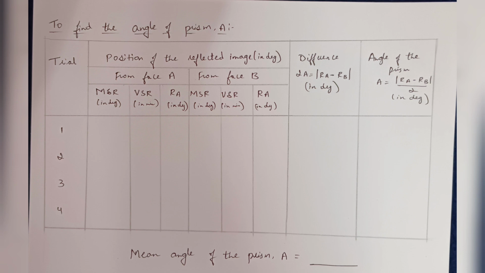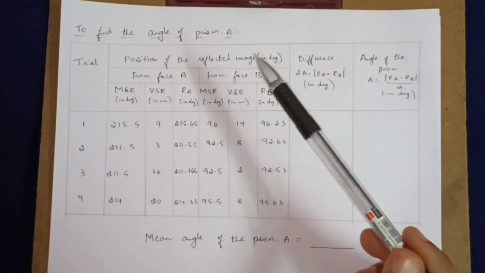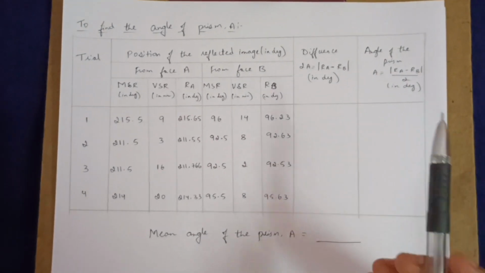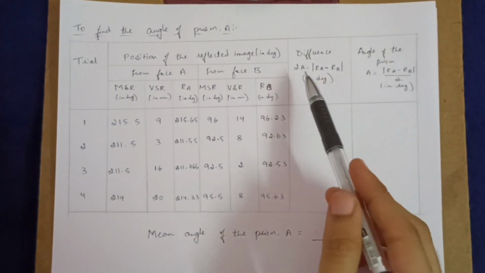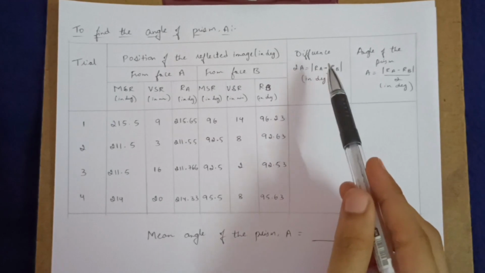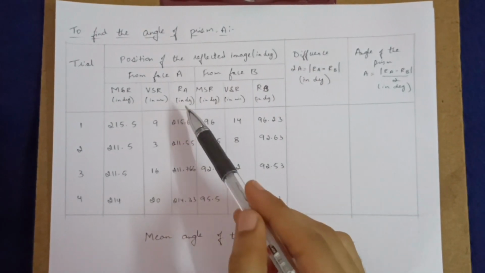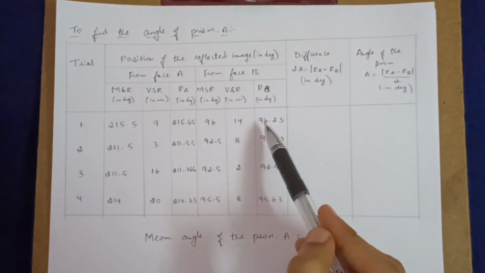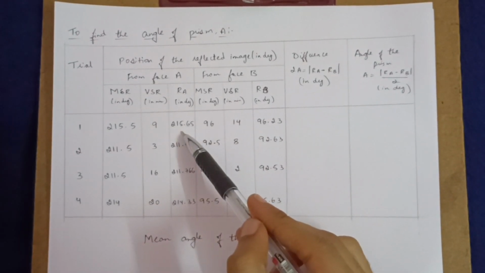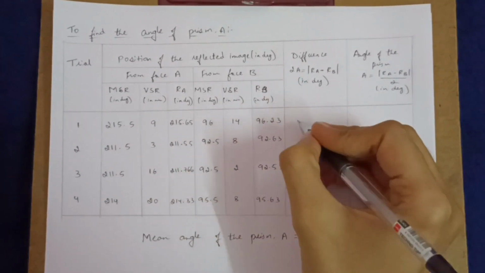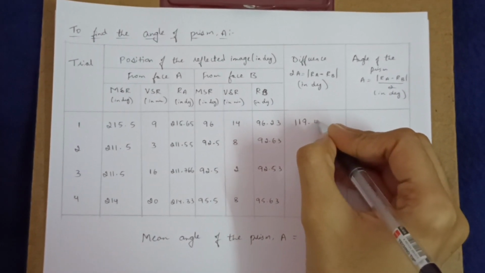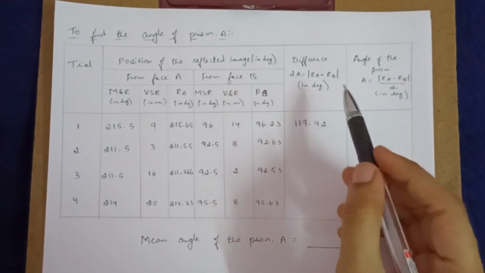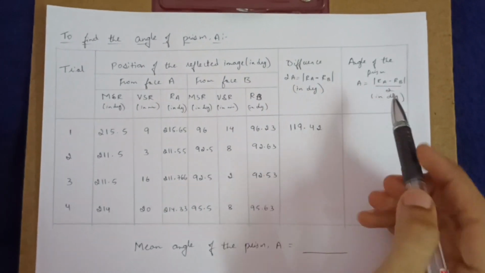Coming to the calculation part, this is the tabular column to find the angle of the prism, and these are the readings obtained from the experiment. Here, the difference between RA and RB gives twice the angle of the prism. After dividing it by 2, we will get the angle of the prism A. In this observation, 215.65 minus 96.23 gives 119.42 degree. Halving, we will get 59.71 degree.